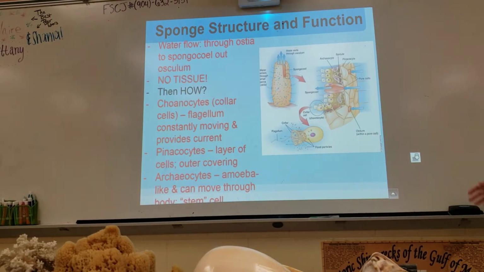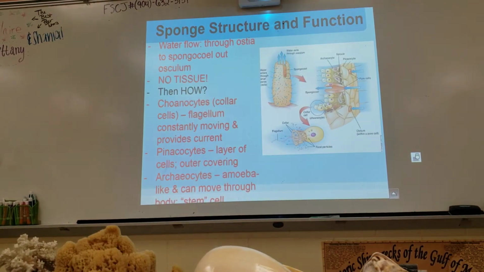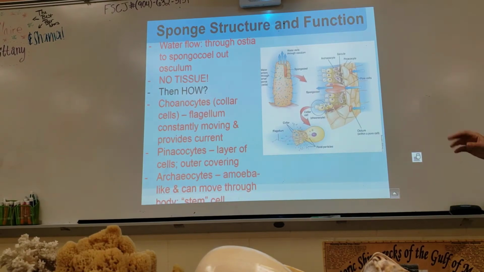The pinacocytes, these are layers of cells, the outer covering. And then you've got the archaeocytes, amoeba-like and can move through the body. These are stem cells. They can become anything, whatever the body needs them to become.